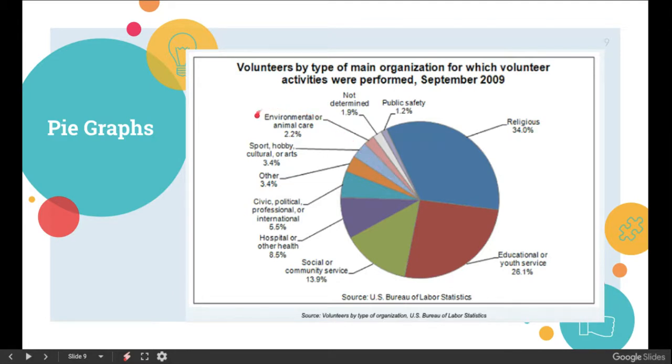But then if we look at that label one more time, we know that it wasn't even 2.2% that volunteered for environmental activities, because this includes both environmental or animal care. So sometimes you want to look to see when we see multiple things taking up a pie, like again here, hospital or other health, or civic, political, professional, or international. That's a lot of stuff combined that make up that little pie right there.